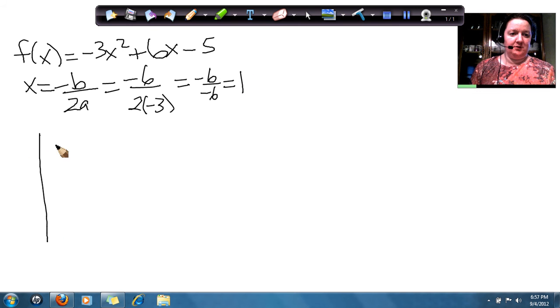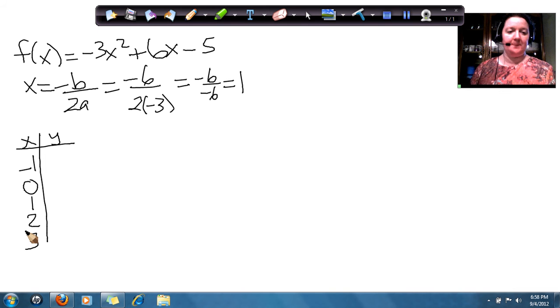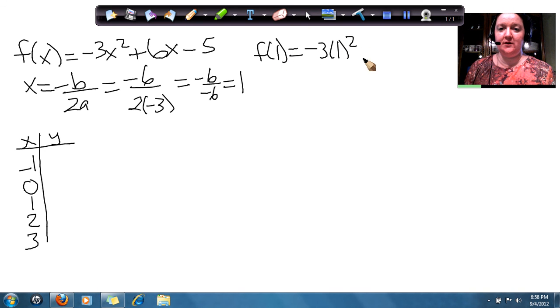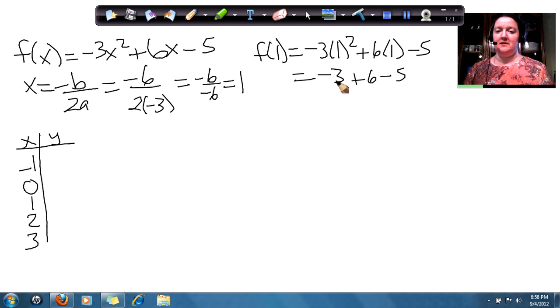So let's create our table. X, y, we have a value of 1. We can get smaller. We can get bigger. Now let's figure out what our values would be. If I plug a 1 back through this function, find f of 1. I'm going to get negative 3 times 1 squared plus 6 times 1 minus 5. So that's going to give me 1, negative 3 plus 6 minus 5. So I have a negative 8 plus 6, which will give me a negative 2.